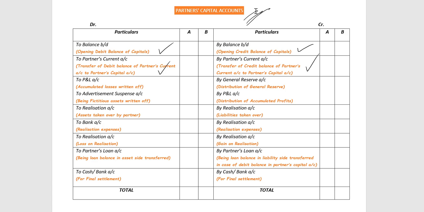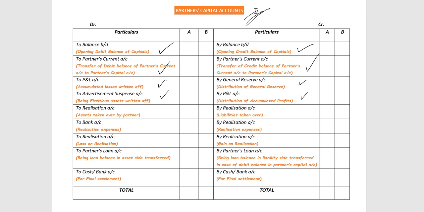The general reserve and the accumulated profits will be distributed among the partners in profit sharing ratio as by general reserve or by profit and loss account. Any accumulated losses or advertisement suspense will be written off among the partners in their profit sharing ratio as to profit and loss account or to advertisement suspense account.